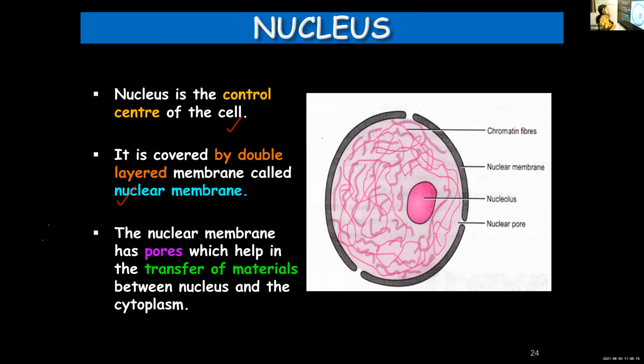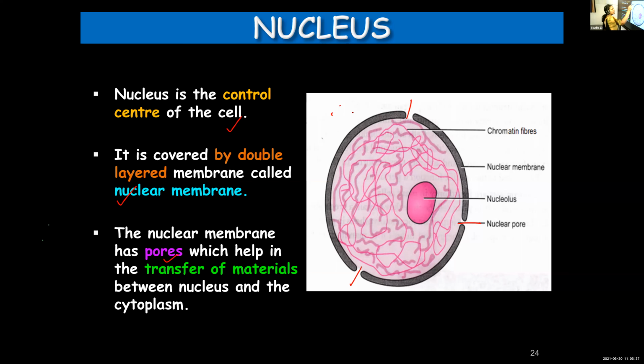Now, the nuclear membrane is not continuous. See here you can see an opening, here an opening, here an opening. Scattered along the nuclear membrane, you can see certain pores or openings. Why are these openings present? You know it is nucleus.